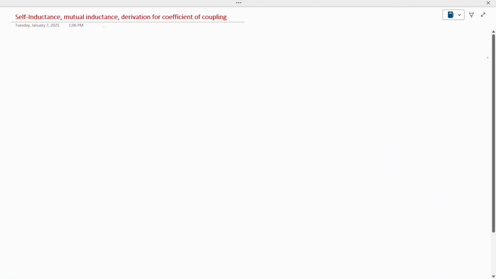So all this comes under the concept called analysis of coupled circuits. Here we will try to understand what is meant by self-inductance, what is meant by mutual inductance, and how the coefficient of coupling comes.